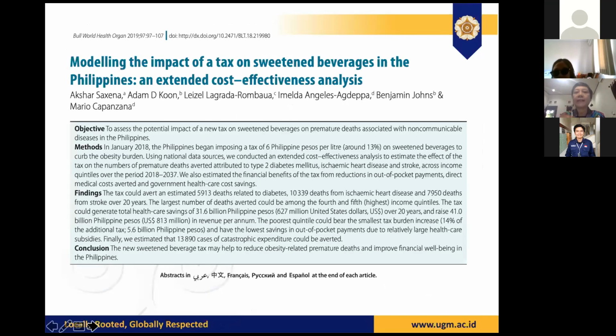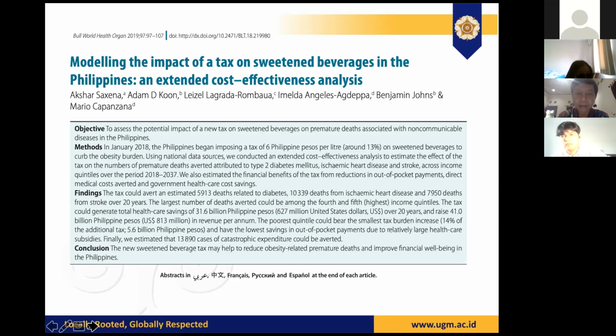Ini adalah beberapa example study ya, this is modeling impact on tax. Jadi supaya orang Filipina itu tidak makan yang manis-manis, pajaknya dinaikkan supaya konsumsi manisnya itu berkurang. Tapi ini masih pakai modeling ya. Modeling itu belum menjadi program yang benar gitu ya. So the tax, karena dia ini adalah pakai modeling using national data sources, we conducted an extended cost effective analysis to estimate the effect of tax on number of premature deaths. Jadi taxnya dimainkan gitu ya.